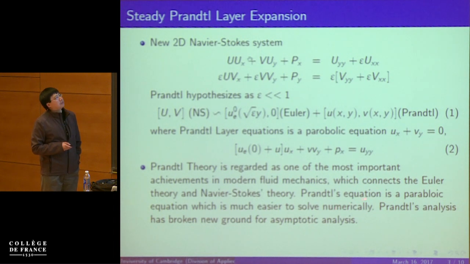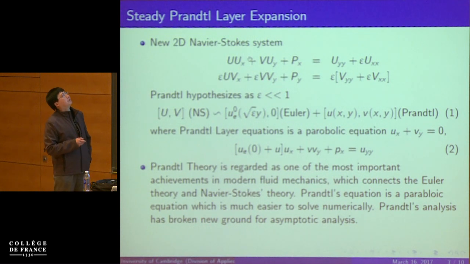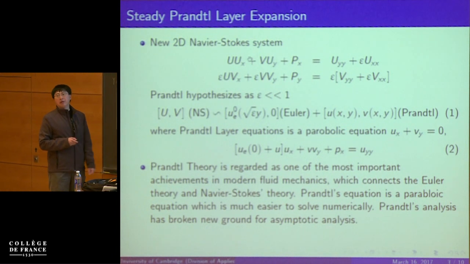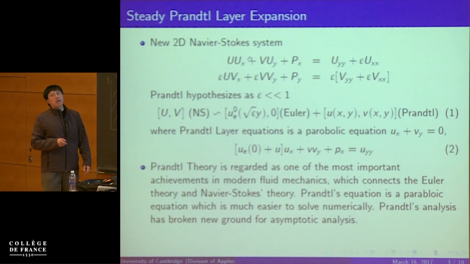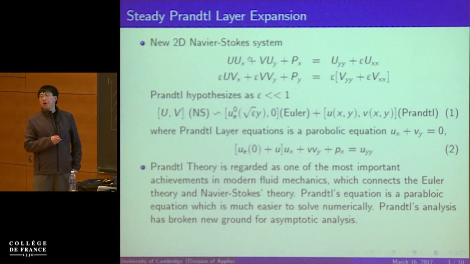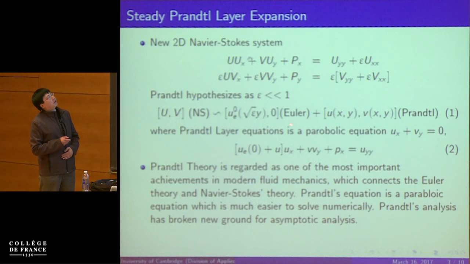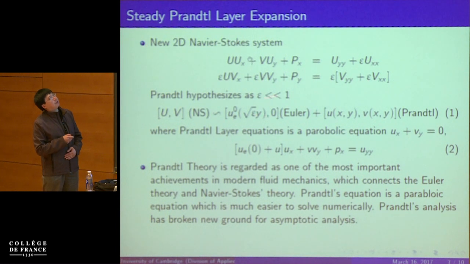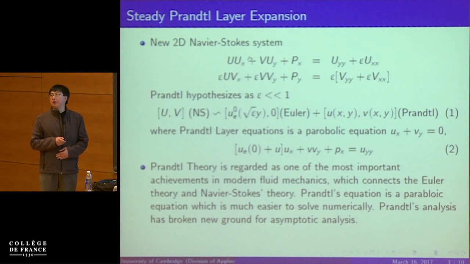Another importance is a somewhat practical one. As I said before, when you try to compute this steady flow, it is elliptic. When you have an elliptic equation with this small coefficient here, it's very expensive to compute. However, if I know this is true, then for Euler I can compute differently. Then the only thing I need to compute is this Prandtl equation.